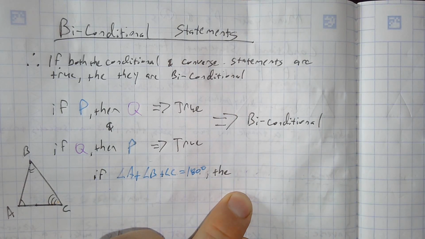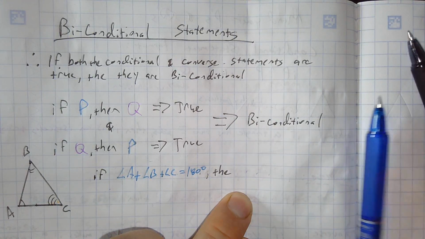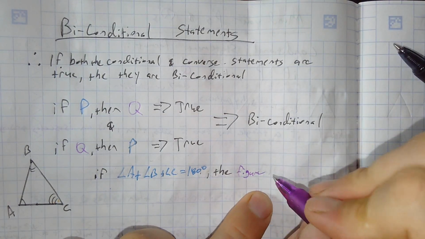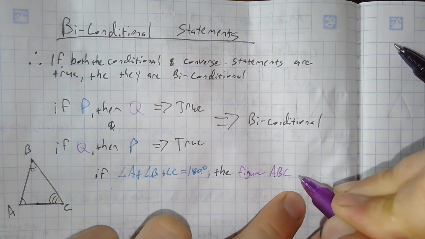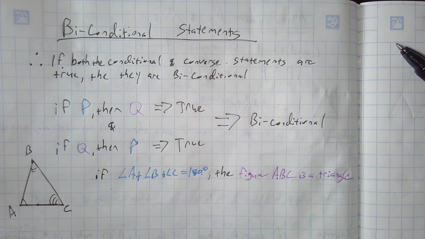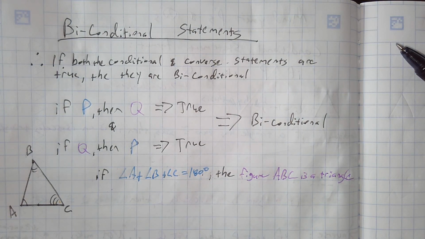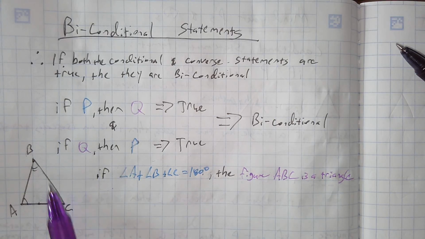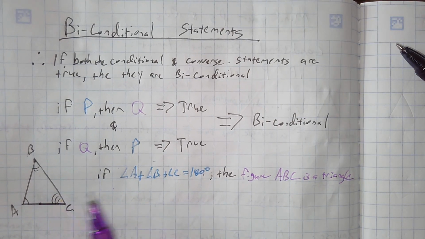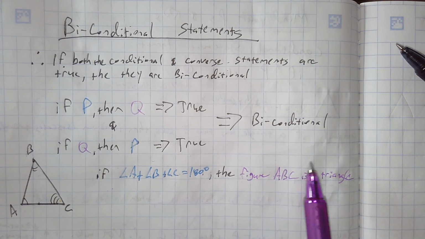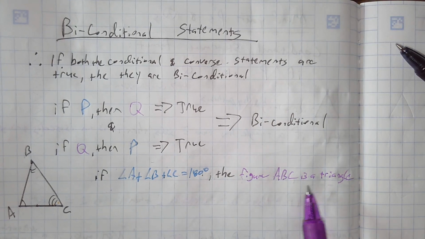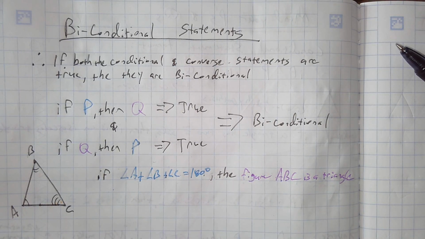figure ABC is a triangle. Okay, that is true. If I have a figure and the sum of its interior angles equals 180 degrees, then the figure is a triangle. In every triangle, the sum of the interior angles is 180 degrees.